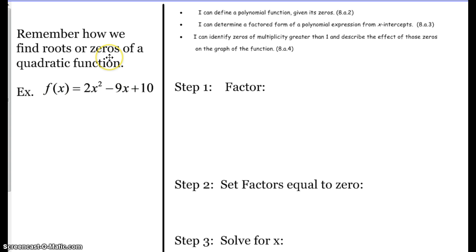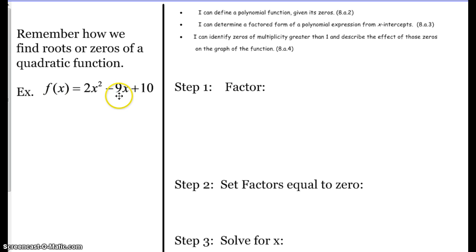Okay, the first part of these notes is just remembering back to last unit and how we can find roots or zeros of a quadratic function. When you're given an equation, remember our steps, and these steps are not written in, so first write in the steps. Step 1 is factor. Step 2 is set the factors equal to 0, and step 3 is solve for x.